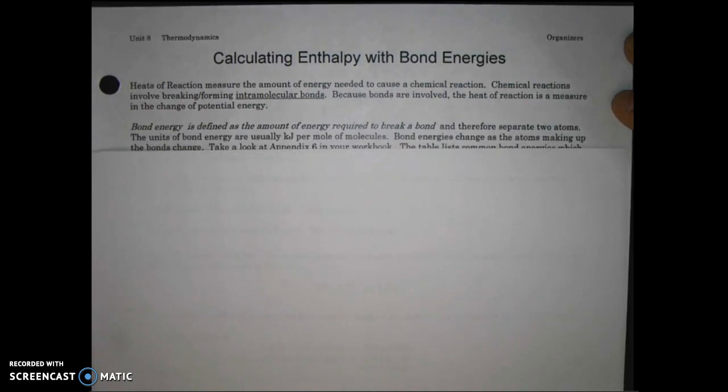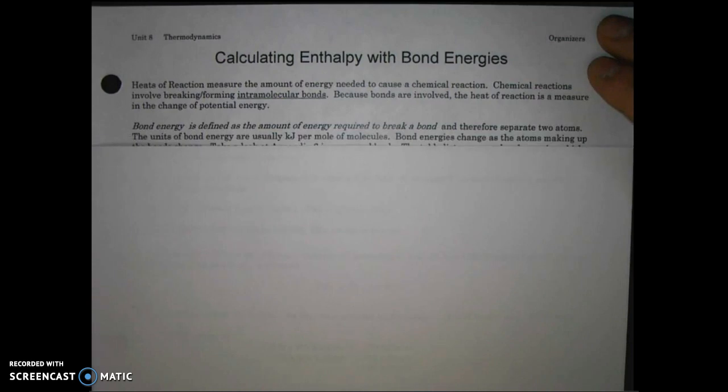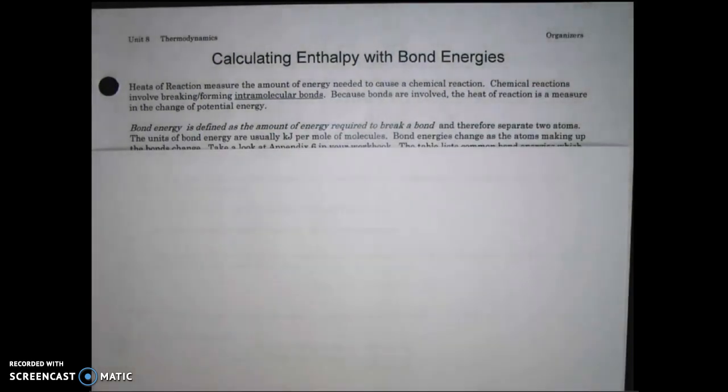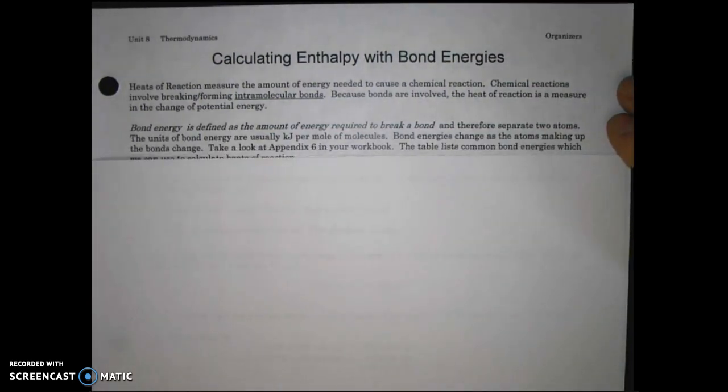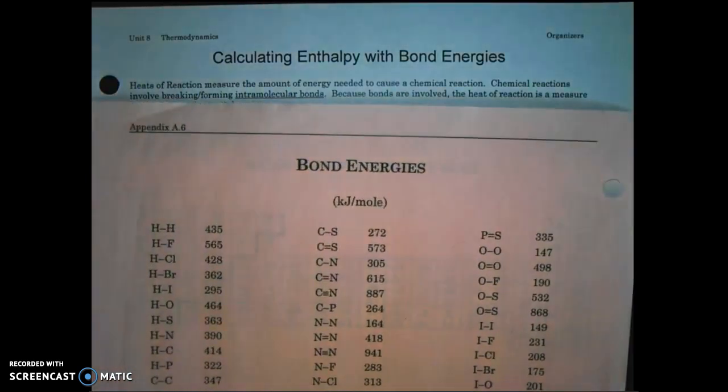So we just want to define bond energy for you since we're using bond energy calculations. Bond energy is defined as the amount of energy required to break a bond and therefore separate two atoms. Units of bond energy are typically kilojoules per mole, and it changes depending upon what the atoms are. So you actually have an appendix with bond energies. It is, I believe, Appendix 6, although I could be wrong because it seems like things have changed a little bit, but it's this one.